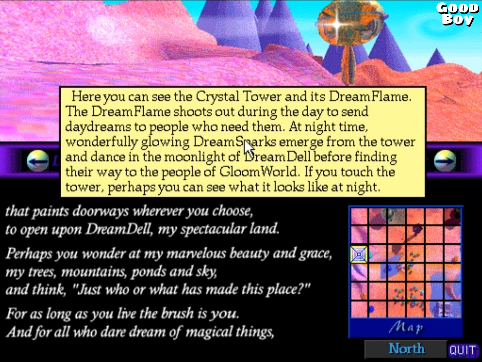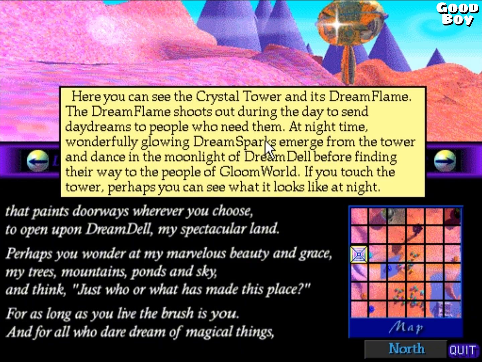Here you can see the Crystal Tower and its Dream Flame. The Dream Flame shoots out during the day to send daydreams to people who need them. At nighttime, wonderfully glowing dream sparks emerge from the tower and dance in the moonlight.